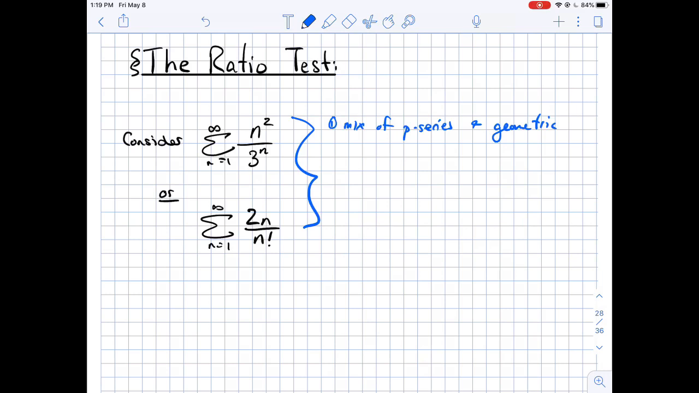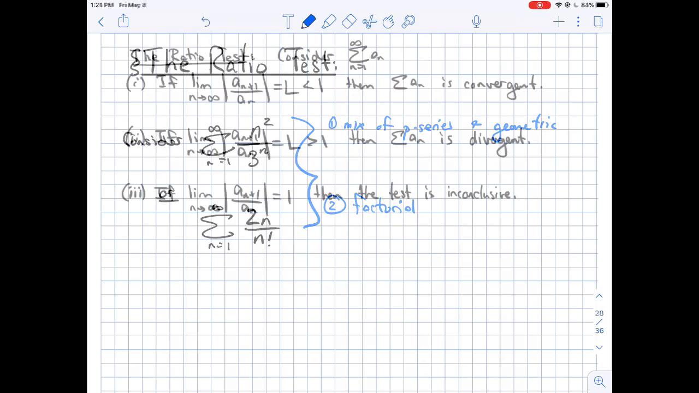The second thing, looking down in this example, this factorial is a big giveaway. If you have a factorial in your series, then very likely you're going to need to do the ratio test. So having said that, let's take a look at what the ratio test is.